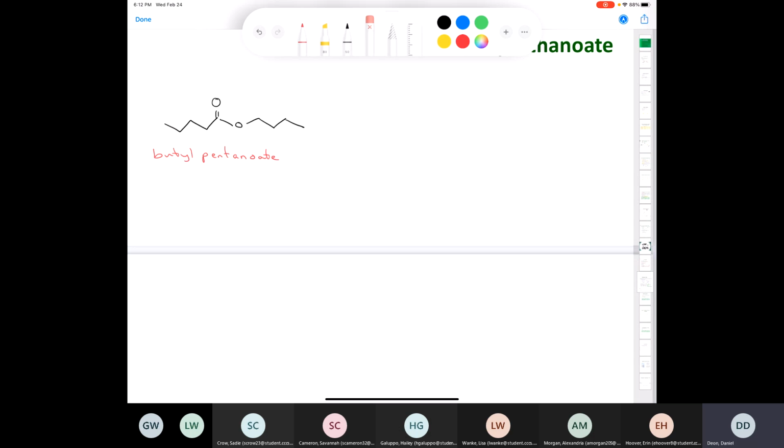If I wanted to give this the common name, it would be butyl. Instead of valeric acid, it would be valerate. Like that. Yeah, no problem. I miscount carbons all the time.